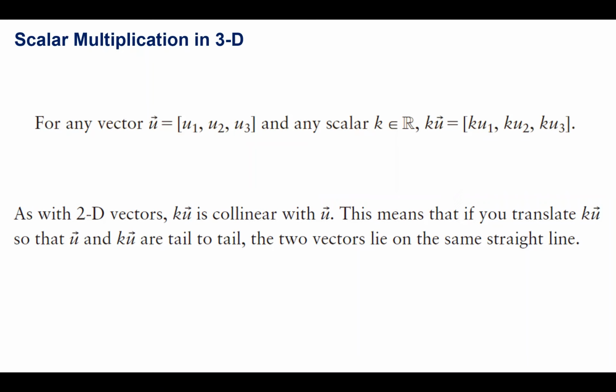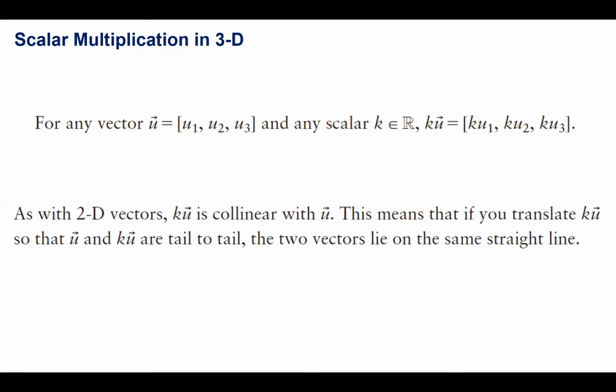As with 2D vectors, ku is collinear with u. This means that if you translate ku so that u and ku are tail to tail, then the two vectors lie on the same straight line. Here, I'm not going to show the proof of this property. You can try to prove this after this lesson by yourself, okay?